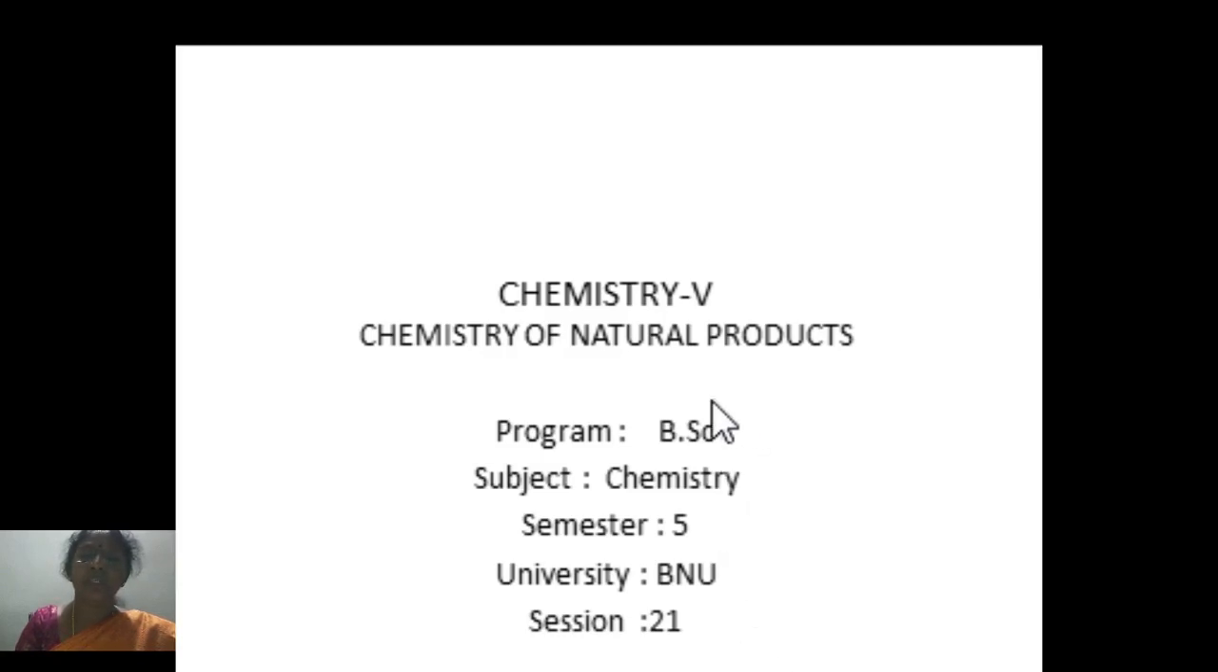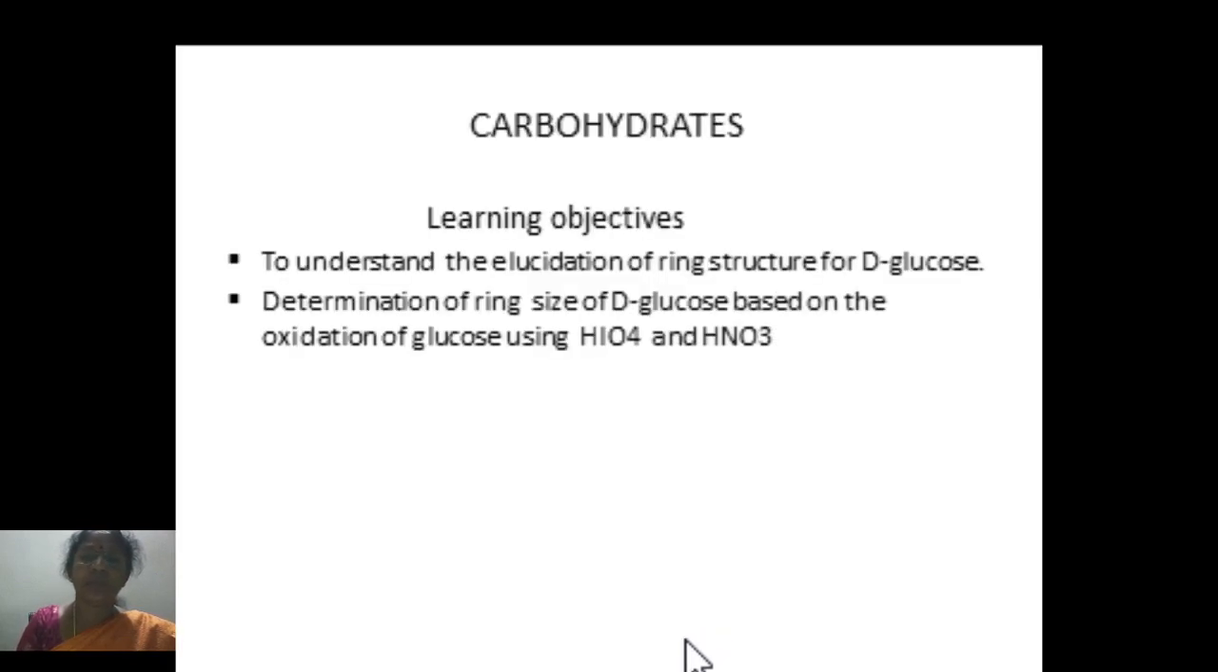This presentation is related to Chemistry Paper 5. The module is Chemistry of Natural Products. This is for 5th SEM BSc students belonging to Bengaluru North University, and it is prepared as per the syllabus, and this is session 21.